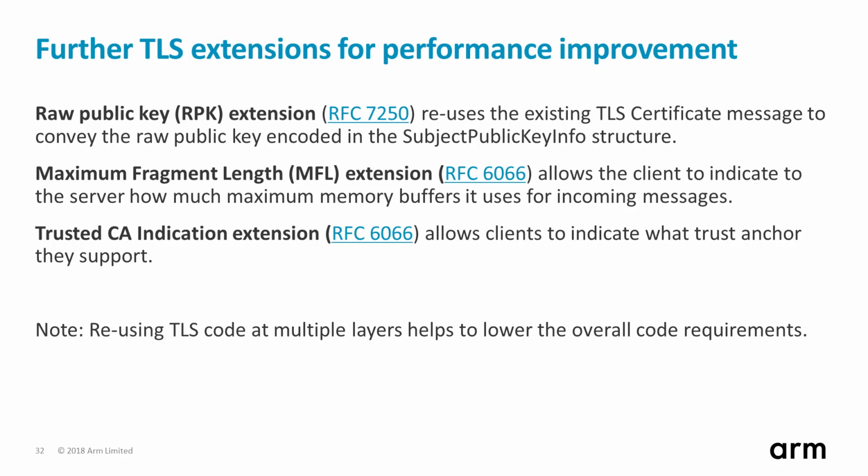The trusted CA indication extension gives hints to the server about what trust anchors the client has provisioned. This helps the server in selecting certificates presented to the client, since in many IoT scenarios the client will typically have a very small number of trust anchors only, so selecting the appropriate certificate is important.